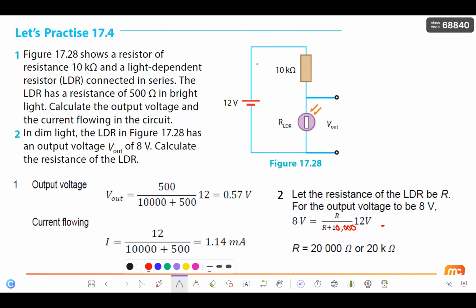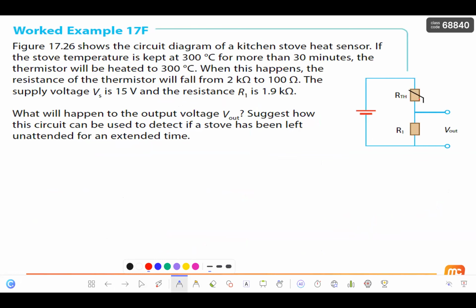Next. This diagram shows a circuit diagram of a kitchen stove heat sensor. If the stove temperature is kept at 300 degrees for more than 30 minutes, the thermistor will be heated up to 300 degrees. And when the temperature increases to 300 degrees, the resistance of the thermistor will fall from 2 kilo ohms to 100 ohms. The supply voltage over here is 15 volts, and the resistance of R1 is 1.9 kilo ohms.